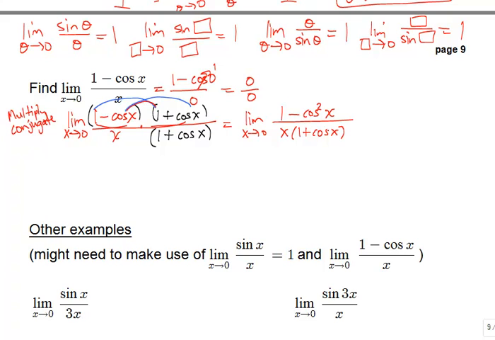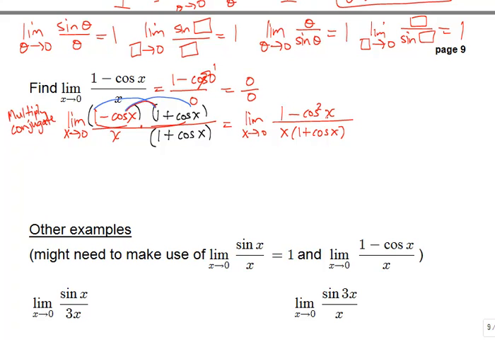Do not distribute that denominator. You don't want to do that. You want to leave it in its factored form. Now at this point, what you're left with doesn't look any better than what you started with. In fact, it actually looks worse. But you're going to use some trig identities to help you out here.